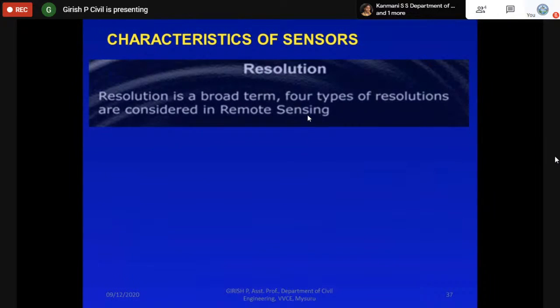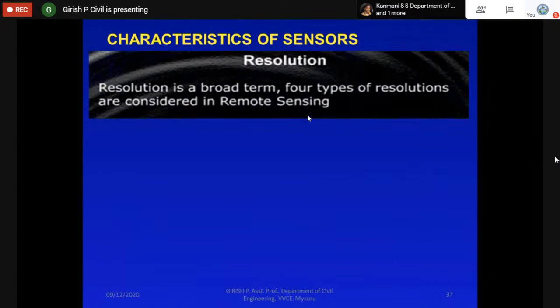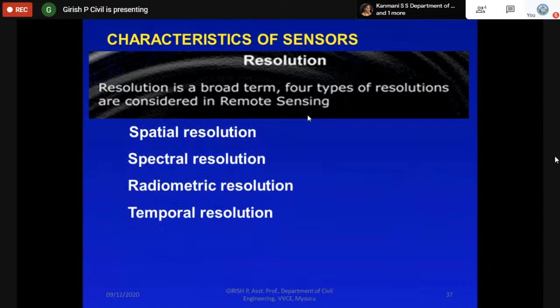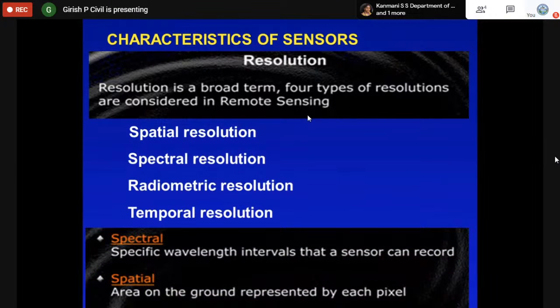Coming to the characteristics of a sensor, generally it is resolution. The characteristics are based on the resolution. Resolution is a broad term. There are generally 4 types of resolution: spatial resolution, spectral resolution, radiometric resolution, and temporal resolution. Spectral resolution is the specific wavelength interval that a sensor can record.